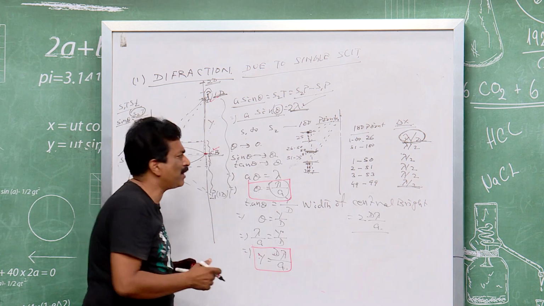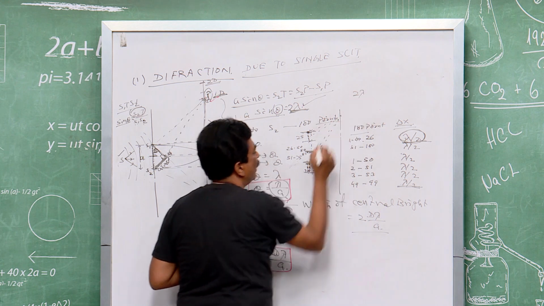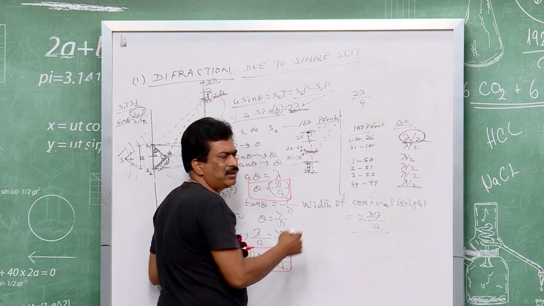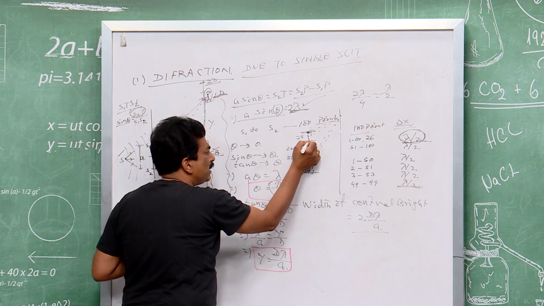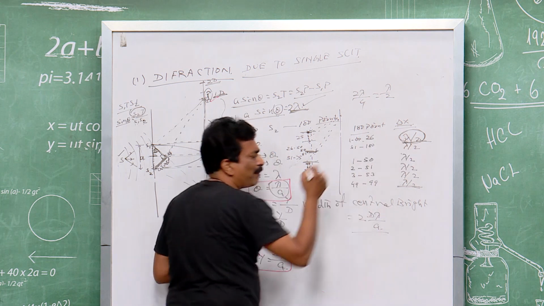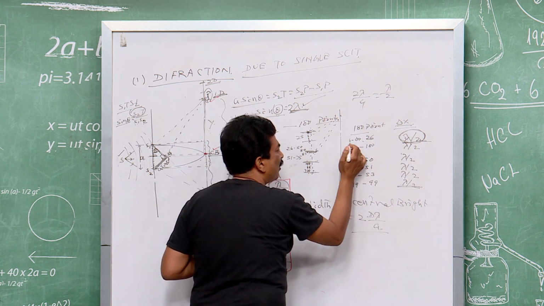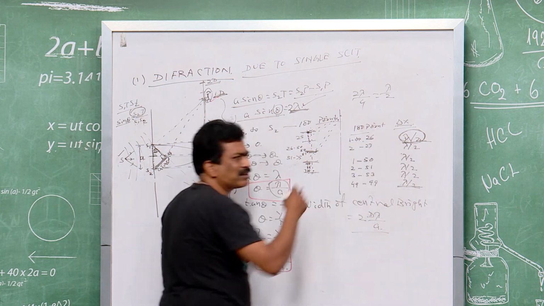Sir, how is it lambda by 2? Because the total we have taken here is 2 lambda. It is divided into 4 parts, so 2 lambda by 4, that is equal to lambda by 2. From this to this, the path difference is lambda by 2. From first to 26th, that is lambda by 2. From 2 to 27, that is again lambda by 2.